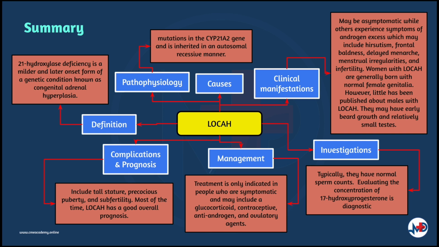However, little has been published about males. They may have early beard growth and relatively small testes. Typically, they have normal sperm counts. Evaluating the concentration of 17-hydroxyprogesterone is diagnostic. Treatment is only indicated in people who have symptoms, and this may include glucocorticoid therapy, contraceptives, anti-androgens, and ovulatory agents. Complications include tall stature, precocious puberty, and subfertility. And most of the time, late-onset congenital adrenal hyperplasia has a good overall prognosis.